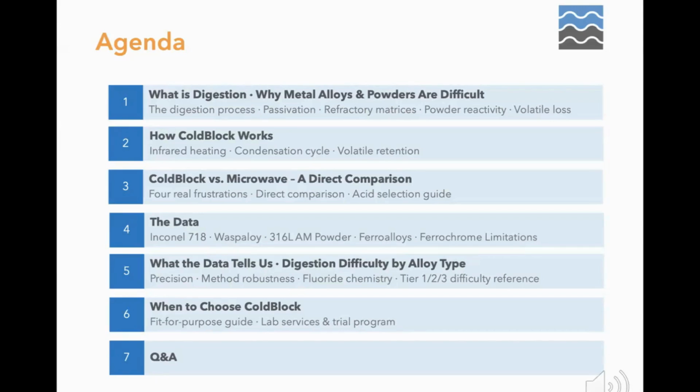And then we'll get into some of the data. Over many months and years, we've accumulated a library of many different CRMs, metal alloy and metal powder CRMs, for which we've completed sample method development, and we've gathered an enormous amount of data. We'll share some of that with you today, and we'll look at what that data tells us. What are the more challenging alloy types that are out there? Which ones work with ColdBlock? Which ones don't? And then we'll draw some conclusions at the end here. And then, of course, at the very end, we'll go through some Q&A.